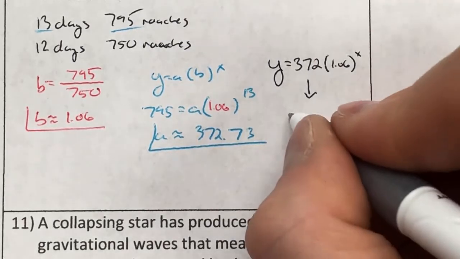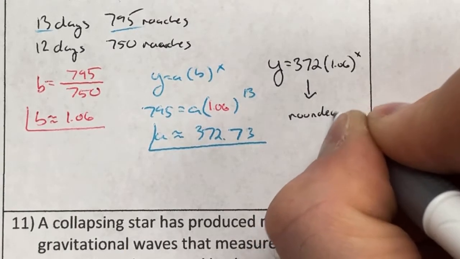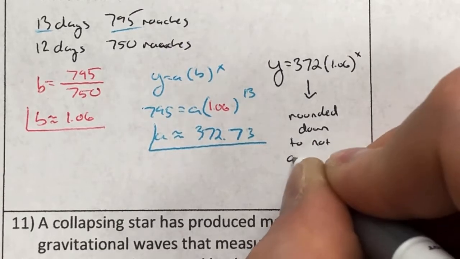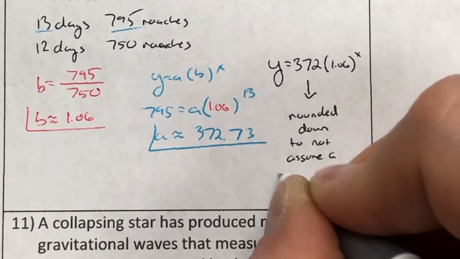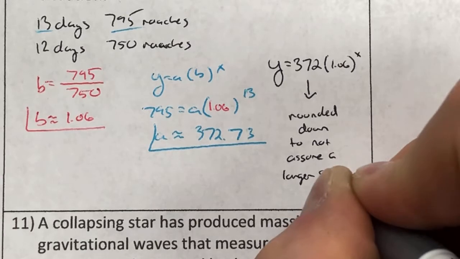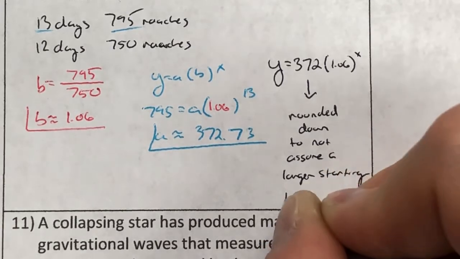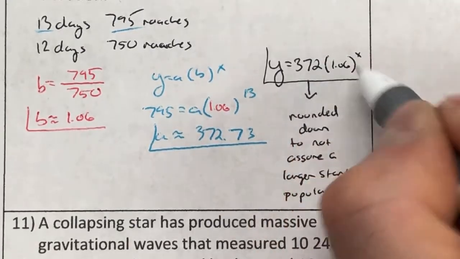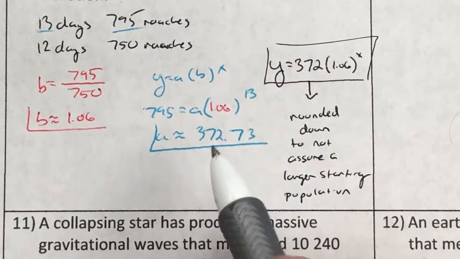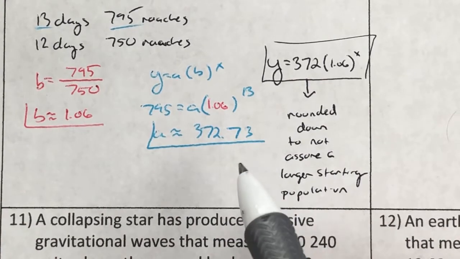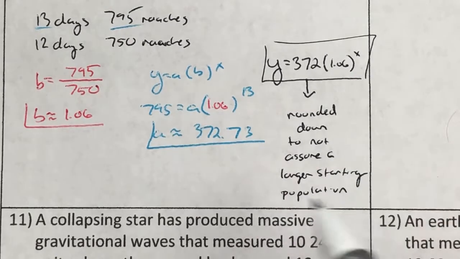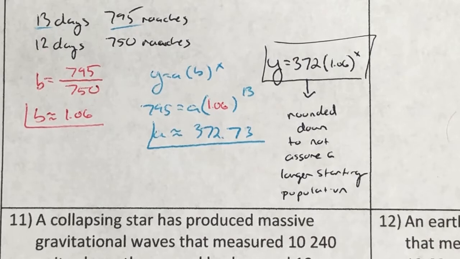And I'm going to put that we rounded down to not assume a larger starting population. Do you need to necessarily put that? Not really, but in this case, we can't start with a decimal of a cockroach. Maybe that cockroach is being born, but I'm going to go ahead and round down to not assume too large of a starting population, because otherwise we might need to call in the exterminator faster than we need to.